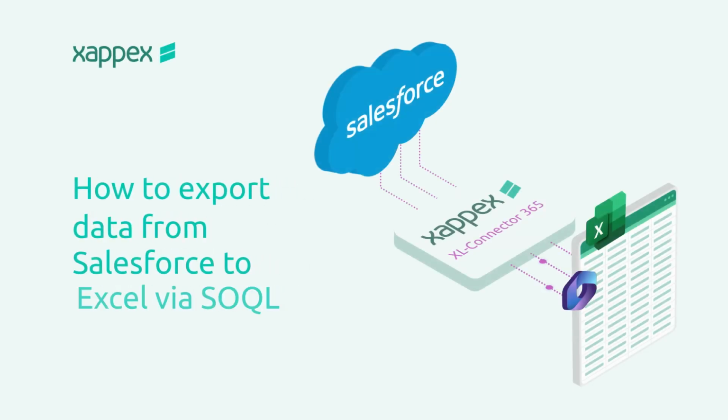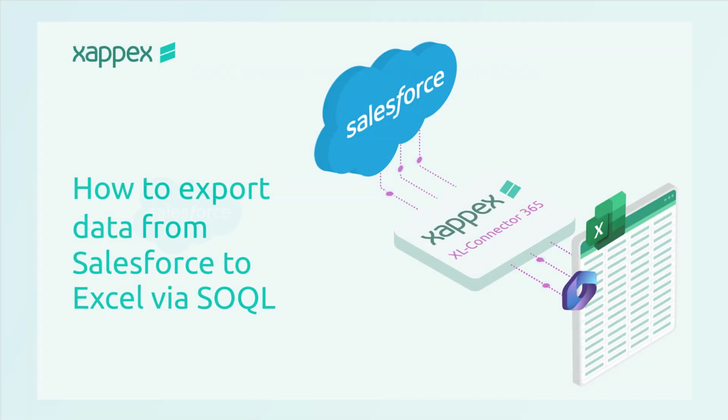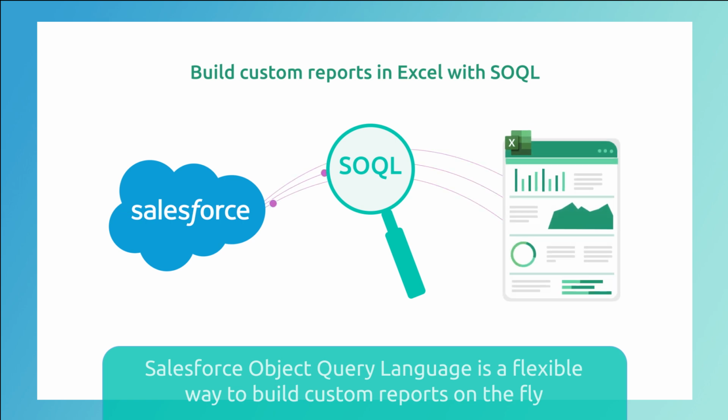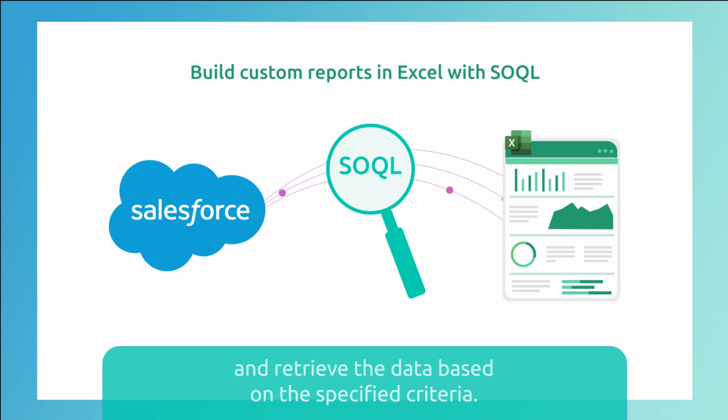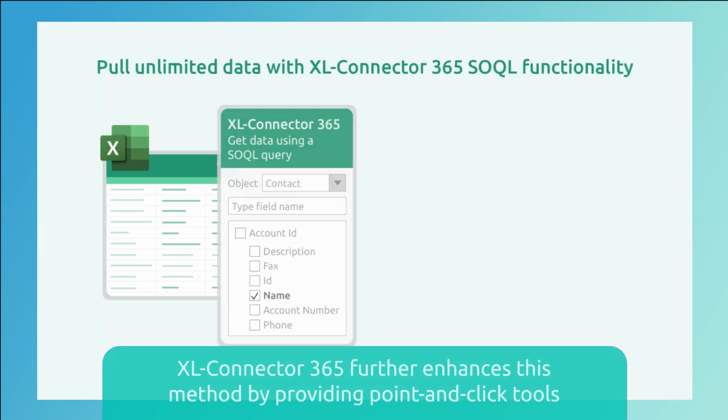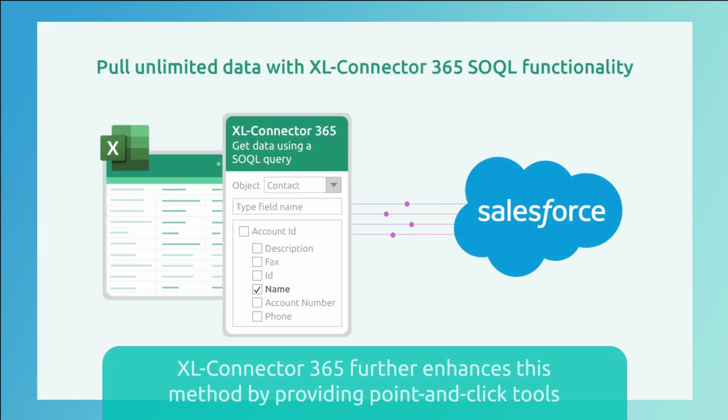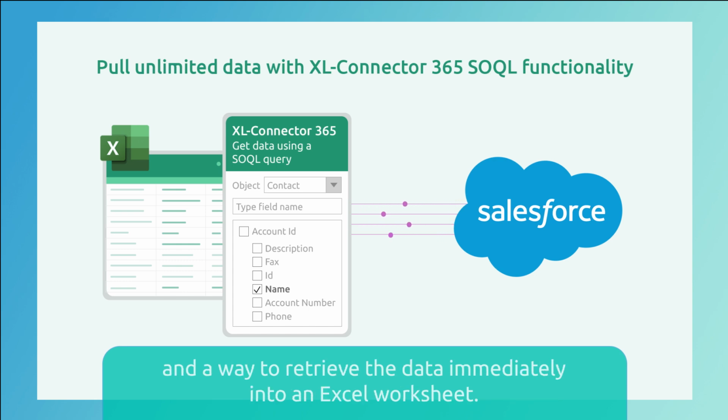How to export Salesforce data to Excel via SOQL. Salesforce Object Query Language is a flexible way to build custom reports on the fly and retrieve the data based on the specified criteria. Excel Connector 365 further enhances this method by providing point-and-click tools and a way to retrieve the data immediately into an Excel worksheet.